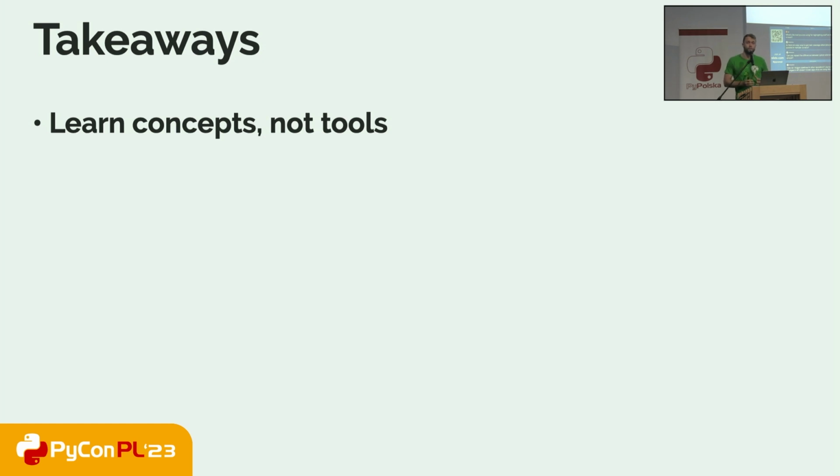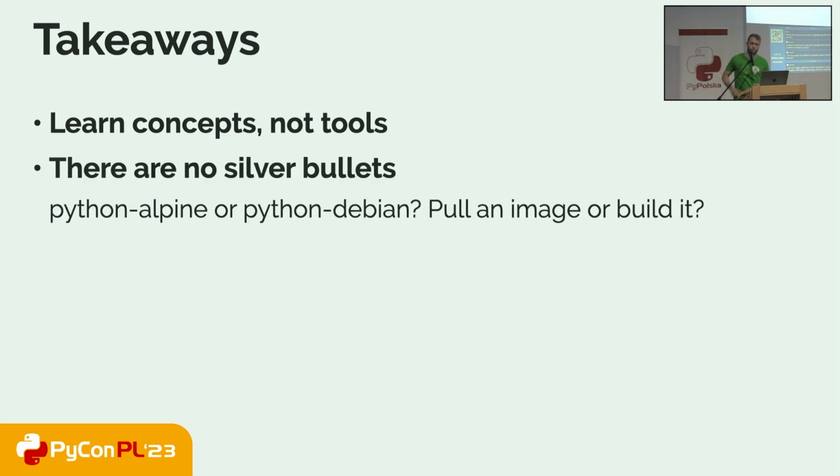Learn concepts, not tools. Even though I was focusing on GitLab CI here, all the concepts are universal. So I'm sure that whatever CI system you are using, there is a way to run some jobs in parallel and some jobs sequentially. So once you know that something can be done, it's just a matter of figuring out what's the configuration to make it happen.